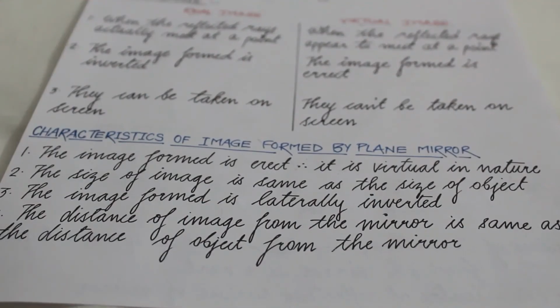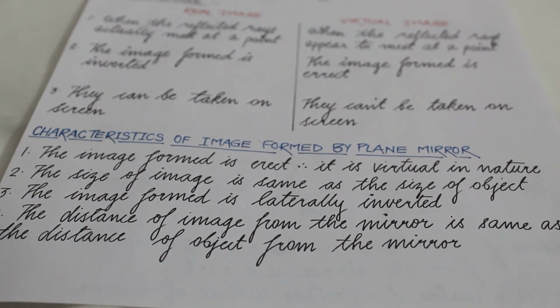Now let us study some characteristics of image formed by a plane mirror. The first is the image formed is erect. As the image formed is erect, it has to be virtual in nature as discussed earlier. The size of image is same as the size of object. You must have observed this practically. Third, the image formed is laterally inverted.